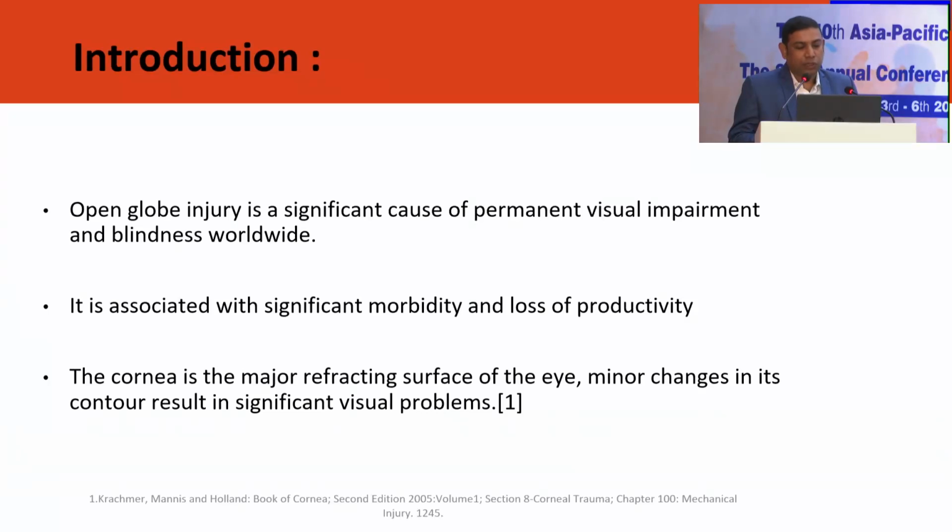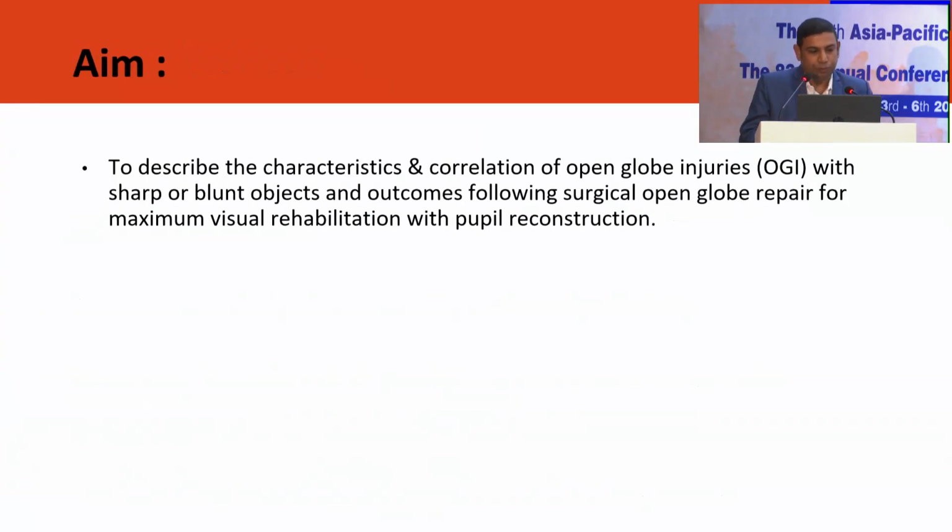It is associated with significant morbidity and loss of productivity. The cornea is the major refracting surface of the eye. Minor changes in its contour result in significant visual problems. The aim is to describe the characteristics and correlations of open globe injury with sharp or blunt objects and outcomes following surgical open globe repair for maximum visual rehabilitation with pupil reconstruction.